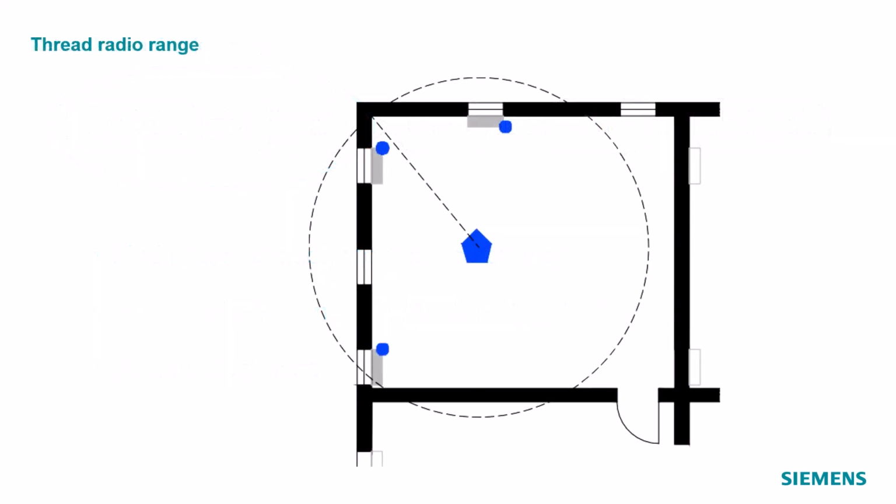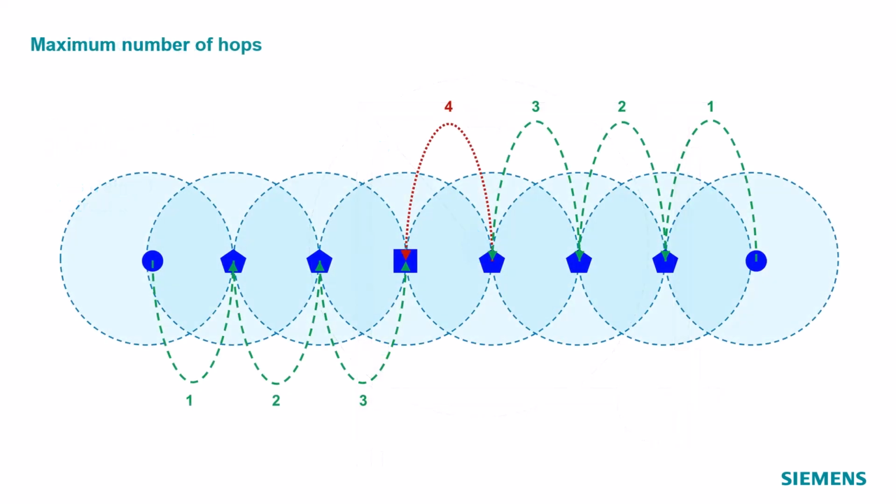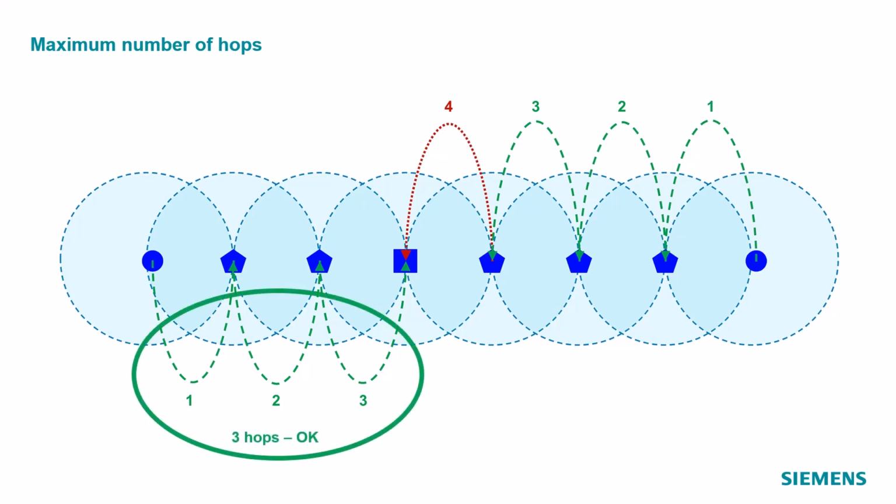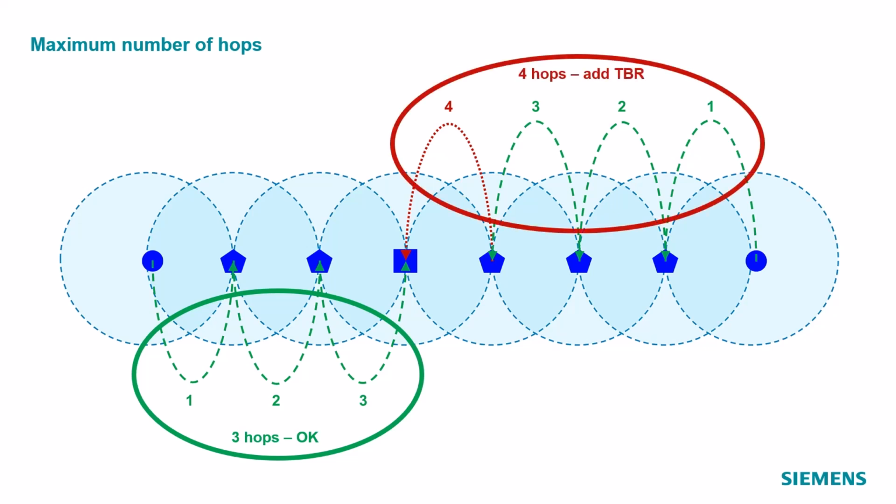Let's begin with the basic design principles and system limits. For all components, the range is 30 meters in line of sight but may be less if the signal is obstructed. Any signal path must end at a border router and can be extended by mesh extenders. However, the maximum number of hops is 3 from an actuator via mesh extenders to a border router. For longer signal paths, an extra border router must be added.